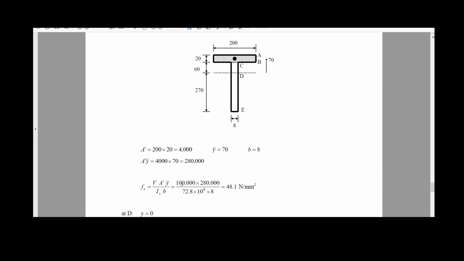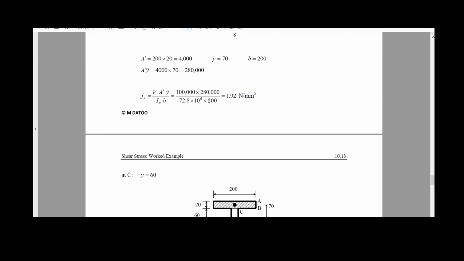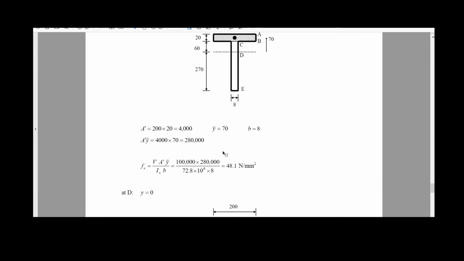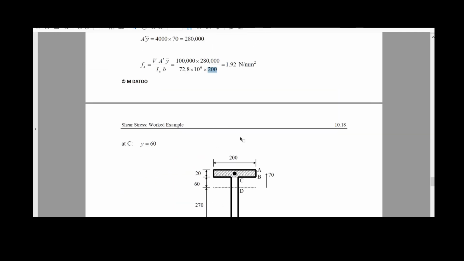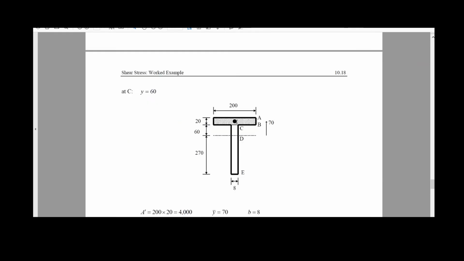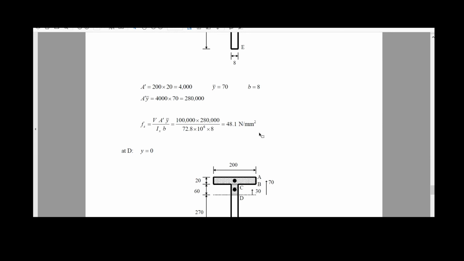So if we replace this value in the formula for evaluating the shear stress at the point C, we have the same V, the same shear force, the same moment of area, the same moment of inertia, and the only change is that instead of 200, we have only 8. Because the change is considerable, of course, the value for the shear stress will increase considerably. So we increase the value from 1.92 to 48.1 Newton per square millimeter.